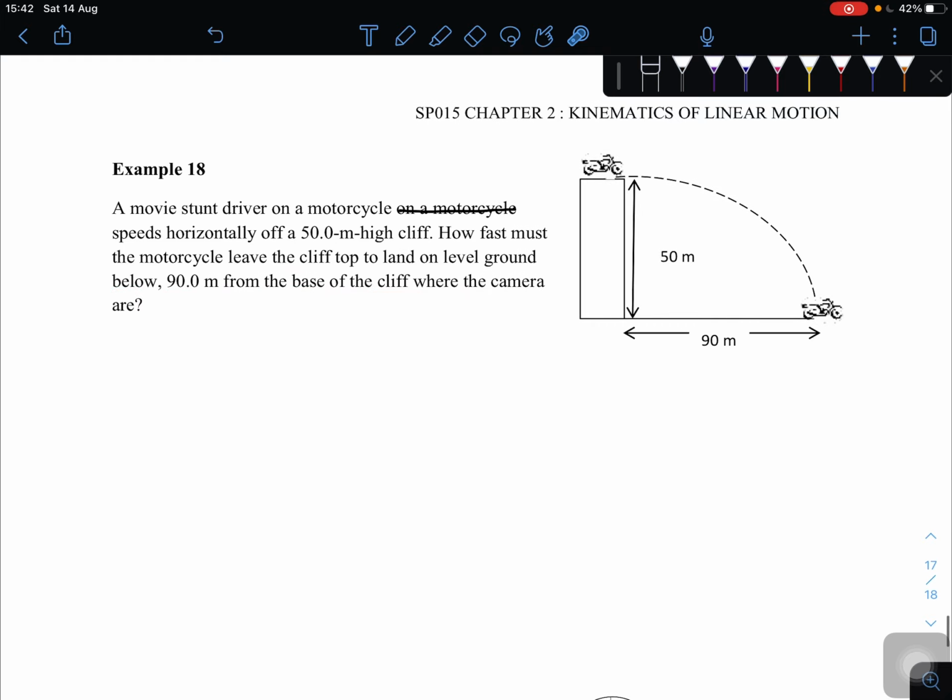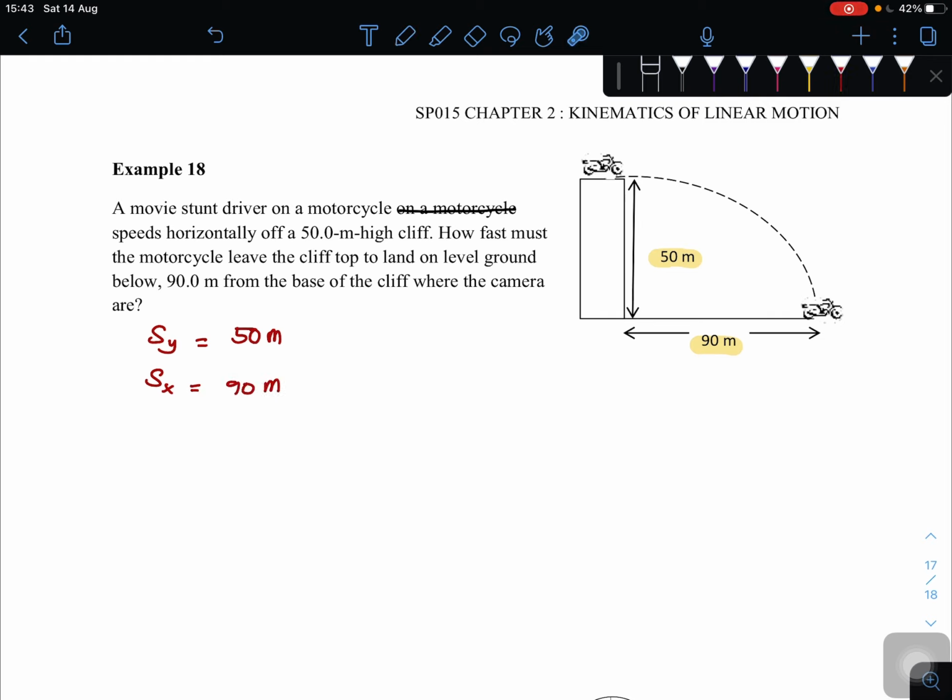Okay, so as you can see here, we have a motorcycle. This motorcycle is 50 meters above the ground. Then this motorcycle leaves the cliff top and lands at this point, 90 meters from the base of the cliff. Basically we are given two values for the displacement. This is the vertical displacement and this is the horizontal displacement, or we can say vertical is the y component, 50 meter, and horizontal is the x component, 90 meter.